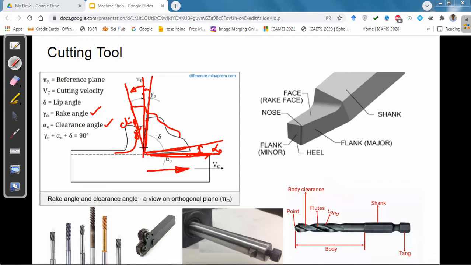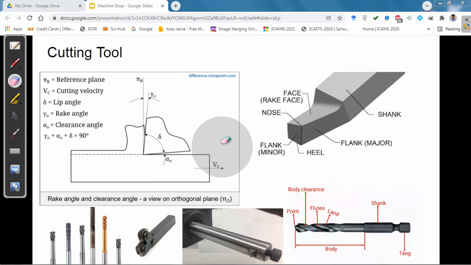Okay, if it is a negative rake angle, sometimes it is suitable so that the chip will break very quickly and go out. Sometimes the negative rake angle is very common in operations. It can be positive or negative, but definitely the clearance angle must be a positive one. Clearance angle must be positive, but the rake angle can be both positive and negative.